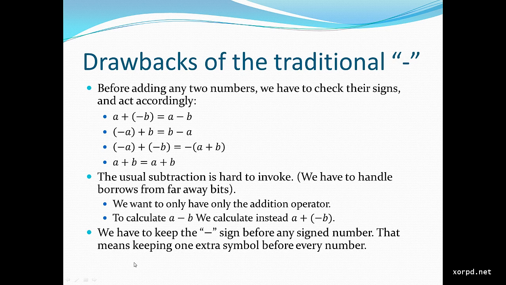Another drawback is that we have to keep the minus sign before any signed number. That means keeping one extra symbol before every number. And mostly when we are dealing with the processor and assembly language and the usual computers we have, we don't have an extra symbol. We only have 0 and 1. We don't have three symbols like 0, 1 and minus. That might form a problem.